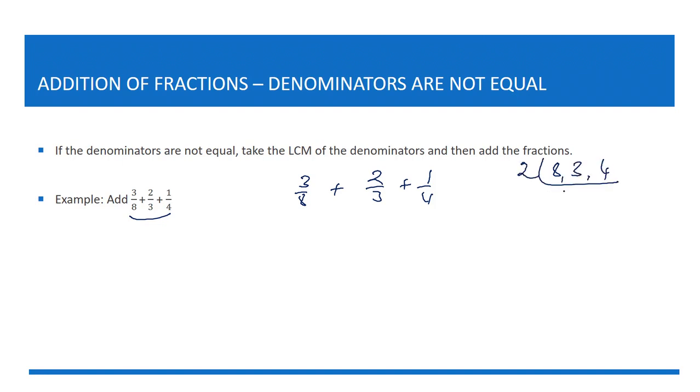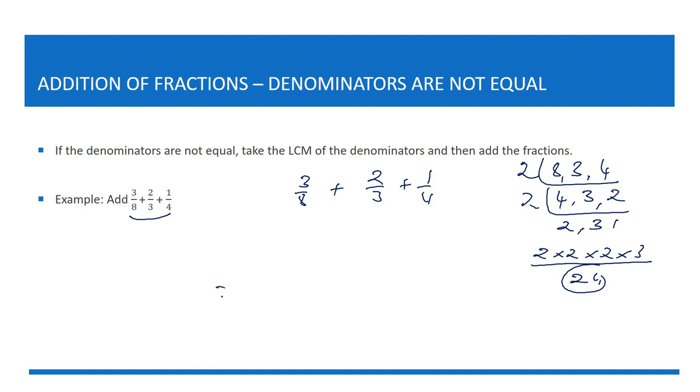We start dividing by 2: 2 4s are 8, 3 I can't divide, 2 2s are 4. Again I'll go with 2: 2 2s are 4, 3 and 1s. Further division is not possible, so you start multiplying: 2 into 2 into 2 into 3, 3 2s are 6, 12, 24. 24 is the LCM here. LCM is 24, you keep it like that.